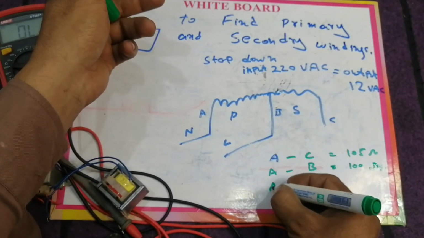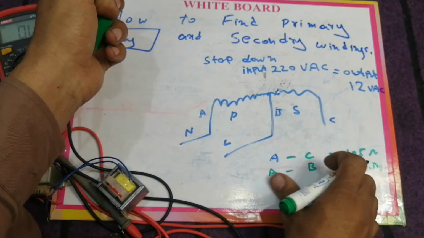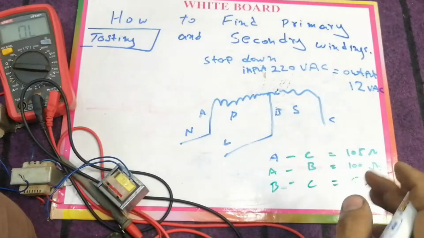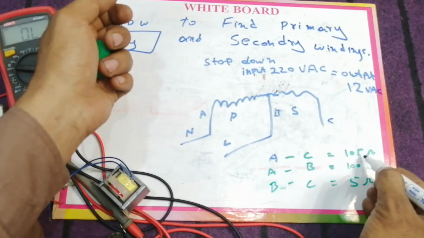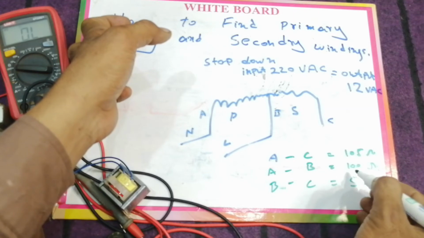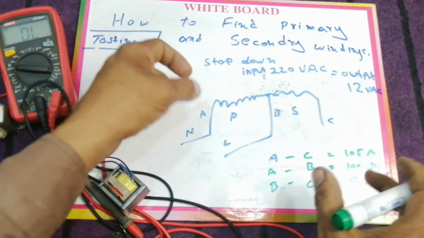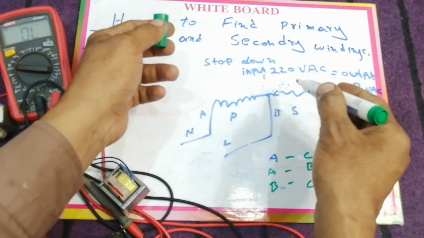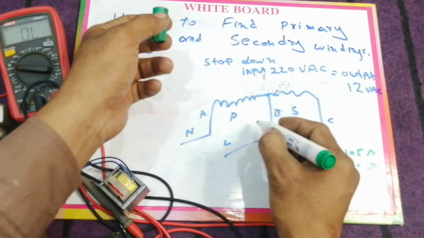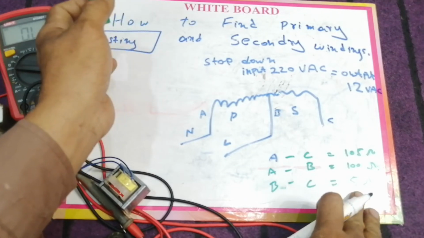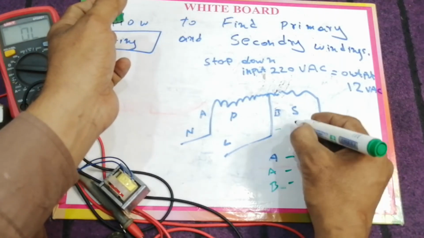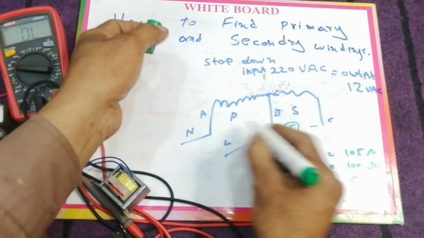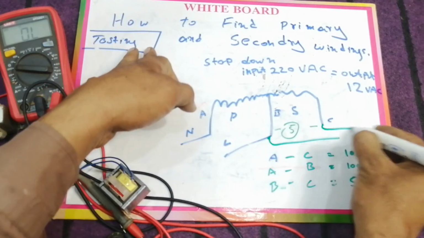and if the B and C resistance is 5 ohms, it means that A and C is 105 and A and B is 100 ohms, so this is the primary, because we have high resistance in the primary winding, because this is a step down transformer and the primary winding is designed for 220 VAC. So A and B is primary, and the B and C resistance is 5 ohms, so that's why this is the secondary winding. So primary is A and B, and B and C is secondary winding.